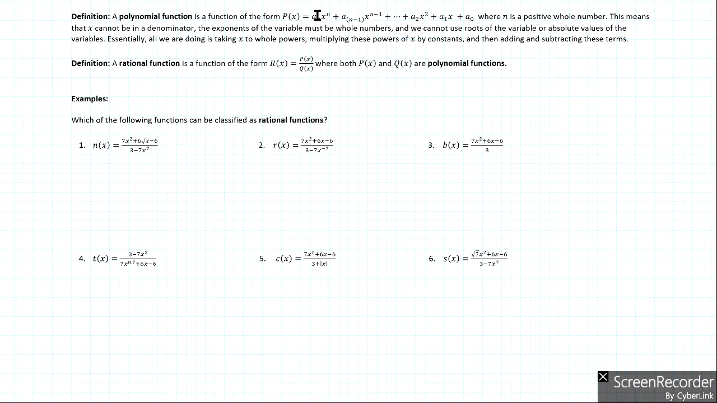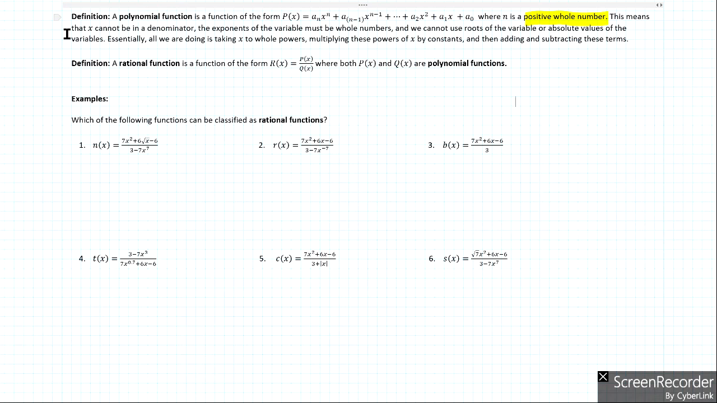In this case, the coefficients a sub n minus 1, etc., can be any values that we want as long as they are real numbers, and the exponents, as we define, need to be positive whole numbers at all times for it to be a polynomial. That just tells us x cannot be in a denominator and the exponents must be whole numbers. We can't have fraction exponents, which would give us roots, and we cannot have absolute values for the variables.